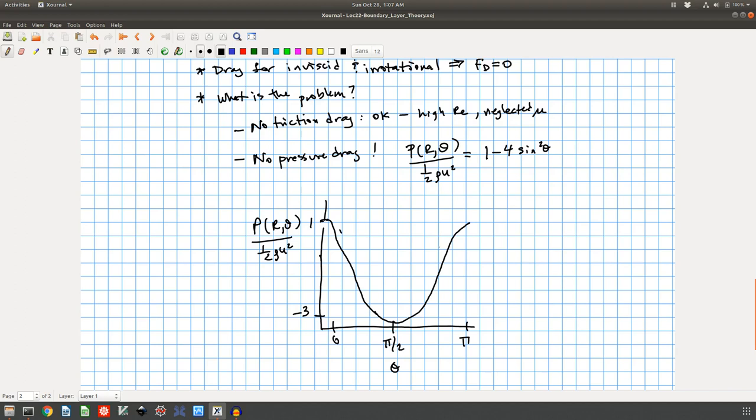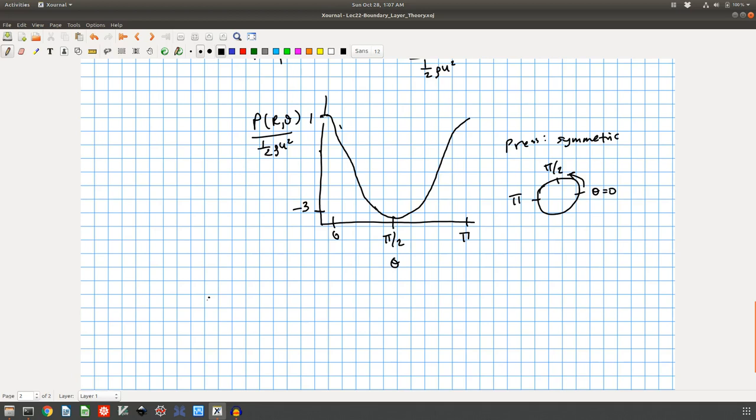The important point is that the pressure here is symmetric. I wanted to point out, this is a sphere. If this was theta equals zero, I'm going around that way, pi halves over here, pi. I have this flow around here, and I have a perfectly symmetric pressure profile, so that when I add up the pressure all the way around, it adds up to zero. That begs the question, kick the can down the road: why is P of R theta symmetric?